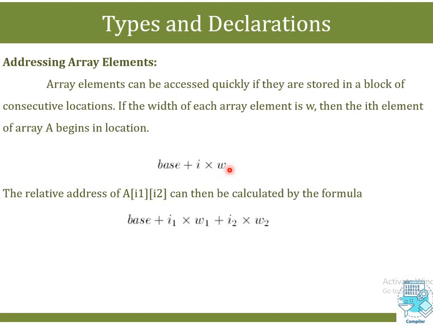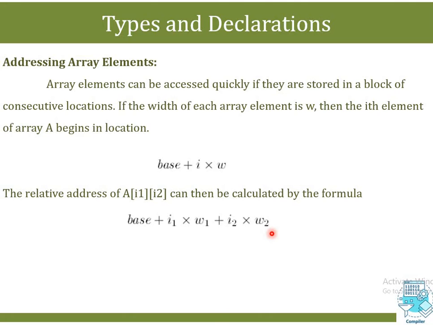Suppose in the case of a two-dimensional array, if you want to access an element directly, that is also possible. You can locate the element present in the two-dimensional array directly by using this formula: base plus I1 into W1 plus I2 into W2. Say, for example, if you want the ith row element and jth column element, then you compute base plus I into the width of each row (W1 stands for the width of each row), plus j into the width of individual elements.